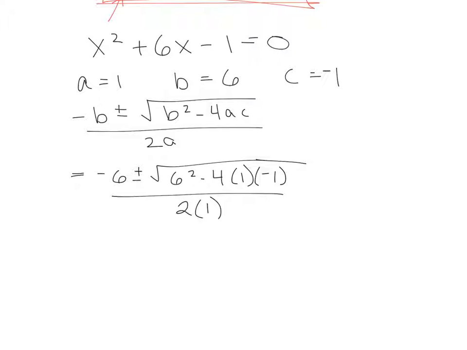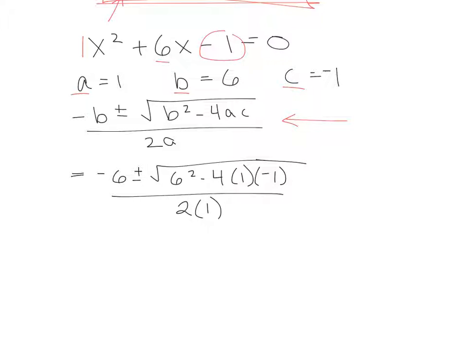Okay, so we have x squared plus 6x minus 1 equals 0. We want to identify the values for a, b, and c. A is the number in front of the x squared term, which is 1. B is the number in front of the x, which is 6, and c is the constant term, which is negative 1. You take the sign with it. Now we're going to plug those values into the quadratic formula, which is negative b plus or minus the square root of b squared minus 4ac, all over 2a.